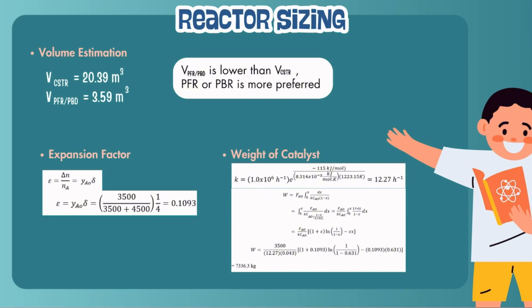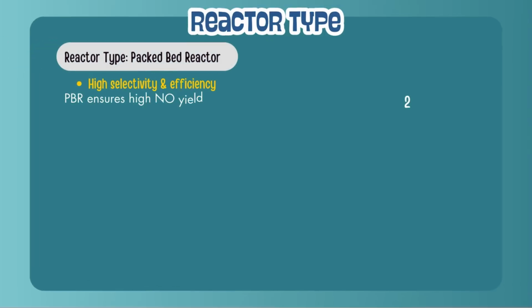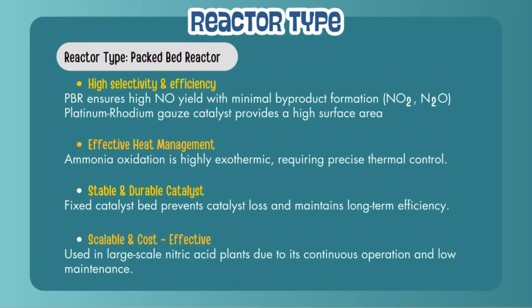and the weight of catalyst obtained is 7,336.3 kg required in the reactor to maintain a steady reaction rate and achieve the conversion of 63.1% of ammonia into nitric oxide. For the reactor type, the packed bed reactor is the most suitable choice for industrial-scale nitric oxide production from ammonia due to its high efficiency, selectivity, and thermal control.